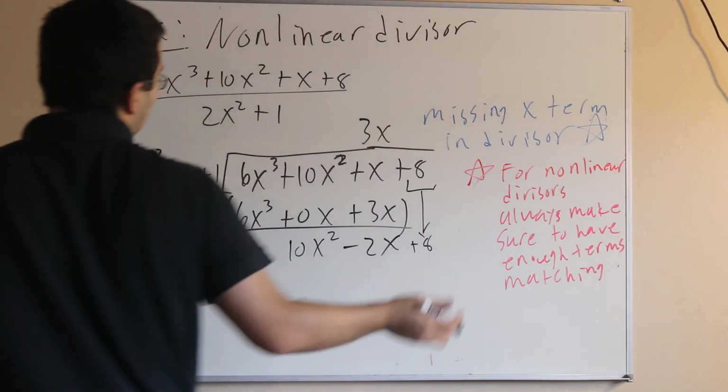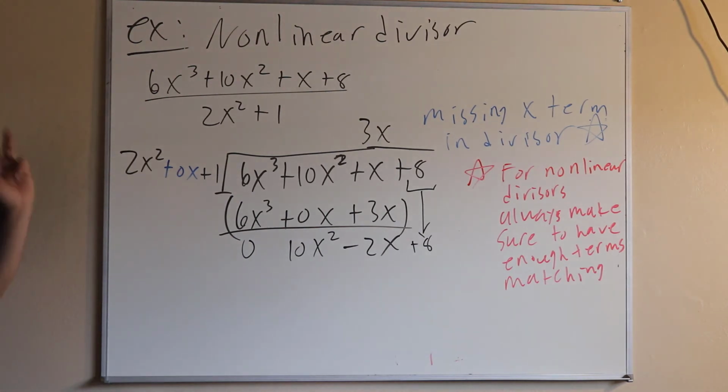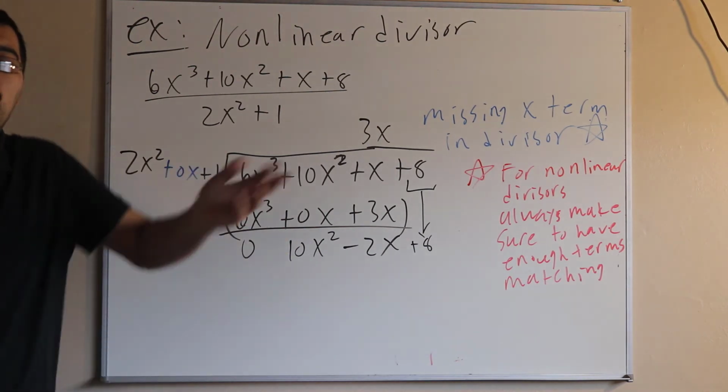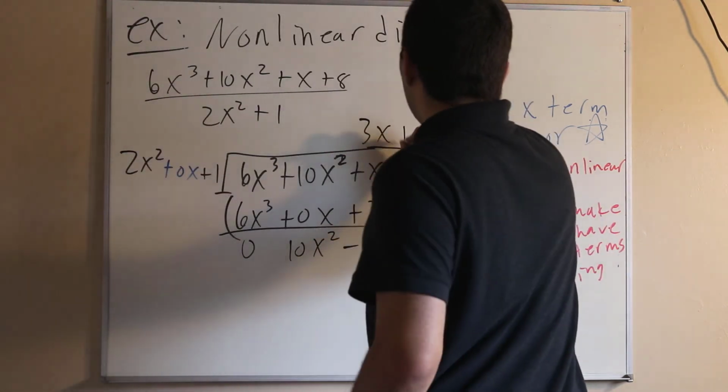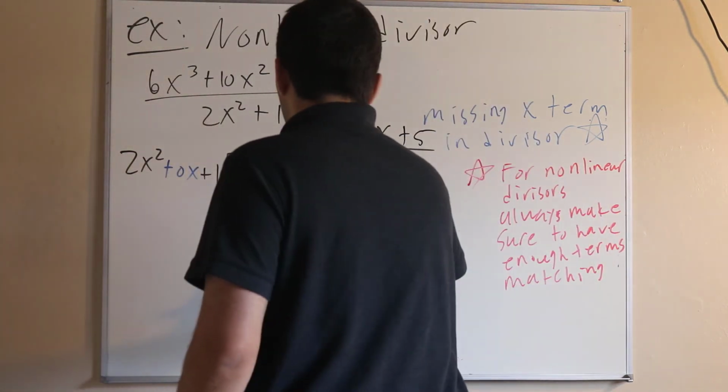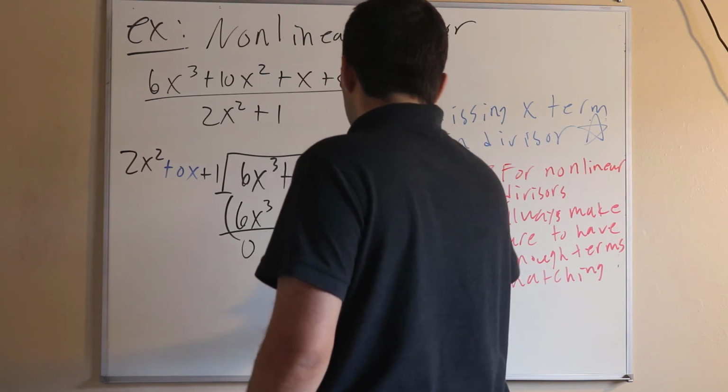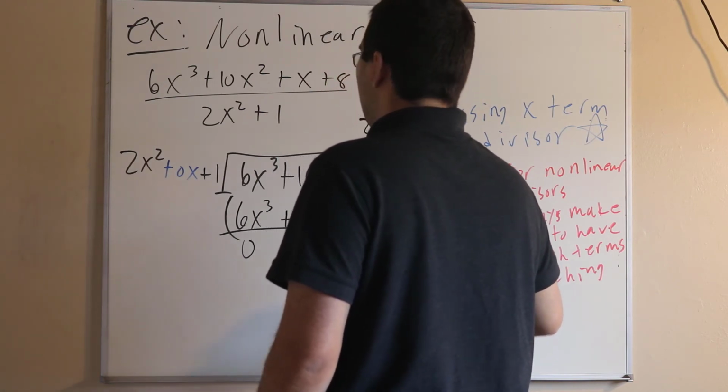Alright, so then we just repeat the process. I have a 2x squared. I want to match it with a 10x squared. What do I need to multiply by? 5. So I'm going to add 5. Then I'm going to get 10x squared plus 0x plus 5.